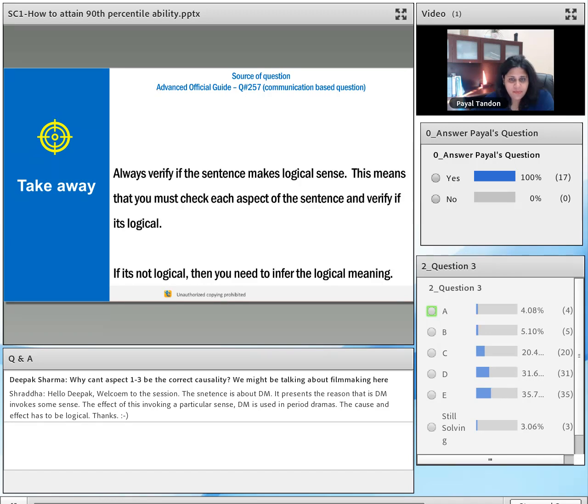Good, good. All right. So again, always verify if the sentence makes logical sense or not, which means that you'll have to check each and every aspect of the sentence. And this is exactly what we did in the previous one also. In the diegetic music question, there was something missing. That's why we had to infer. In this question, nothing was missing, but it was illogical, right? So that's why we had to infer the logical meaning.